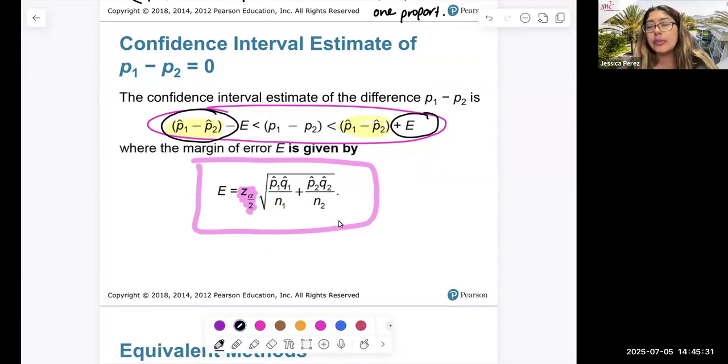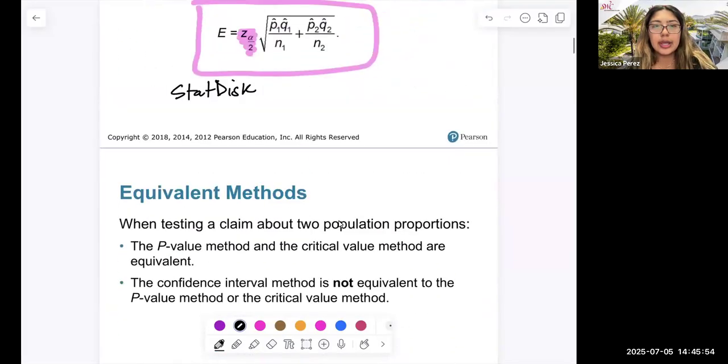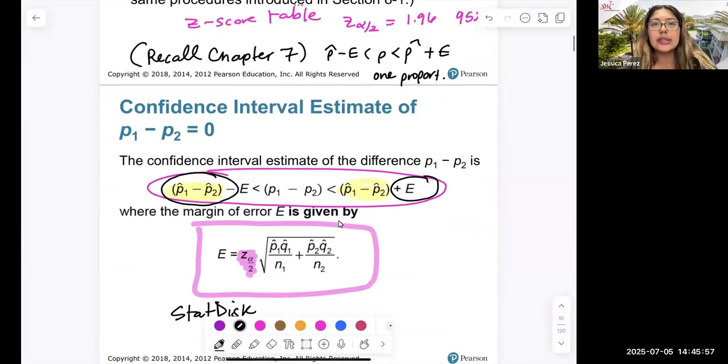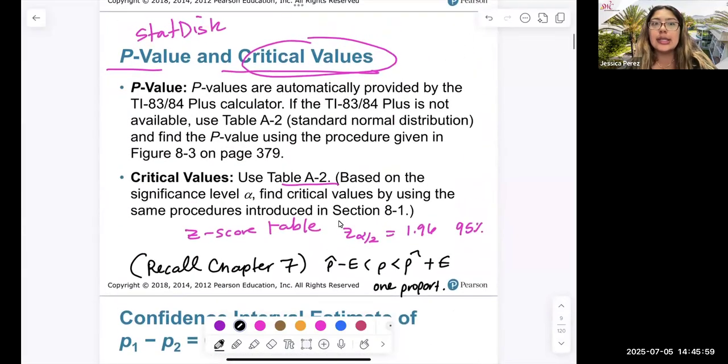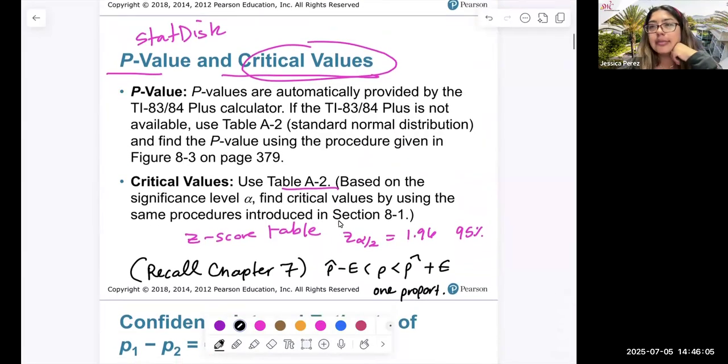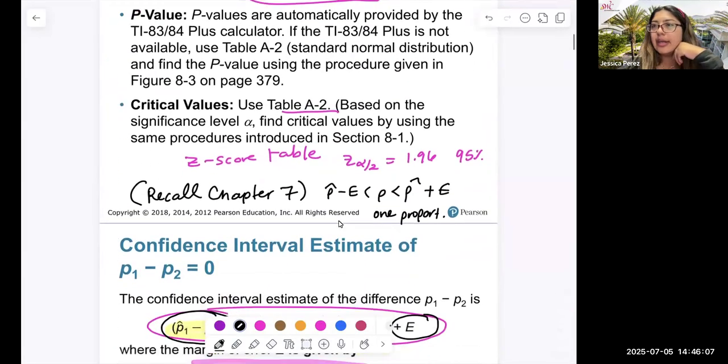But again, once you know P1, Q1, this can be done using StatDisk. And hopefully by this time you're an expert using StatDisk. You are obviously allowed to use StatDisk on a test and on a quiz. So again, we are going to find using StatDisk the p-value, the pooled proportion, the Z test, and everything is going to be given. And I'll show you how to do that.